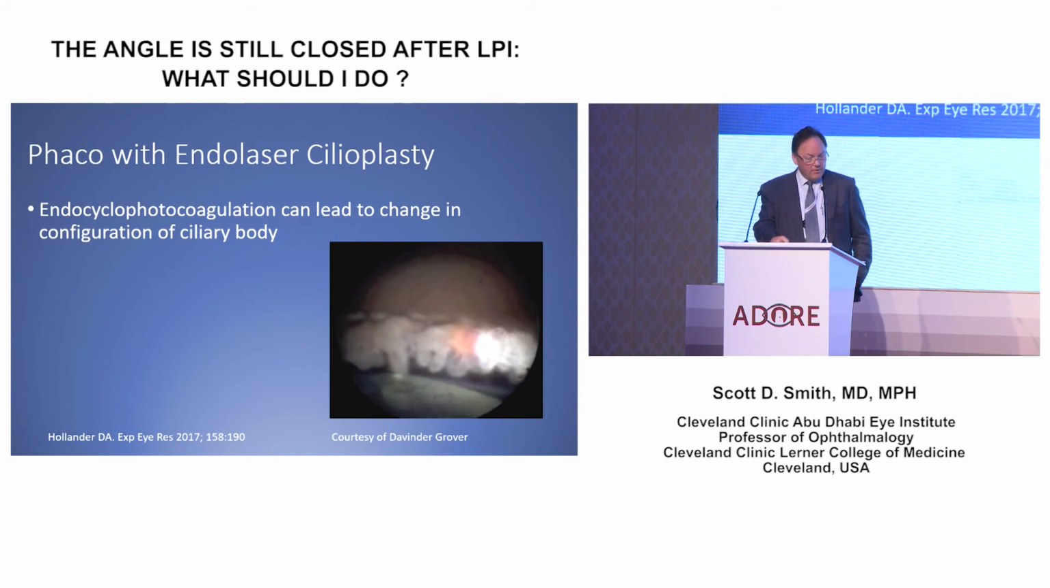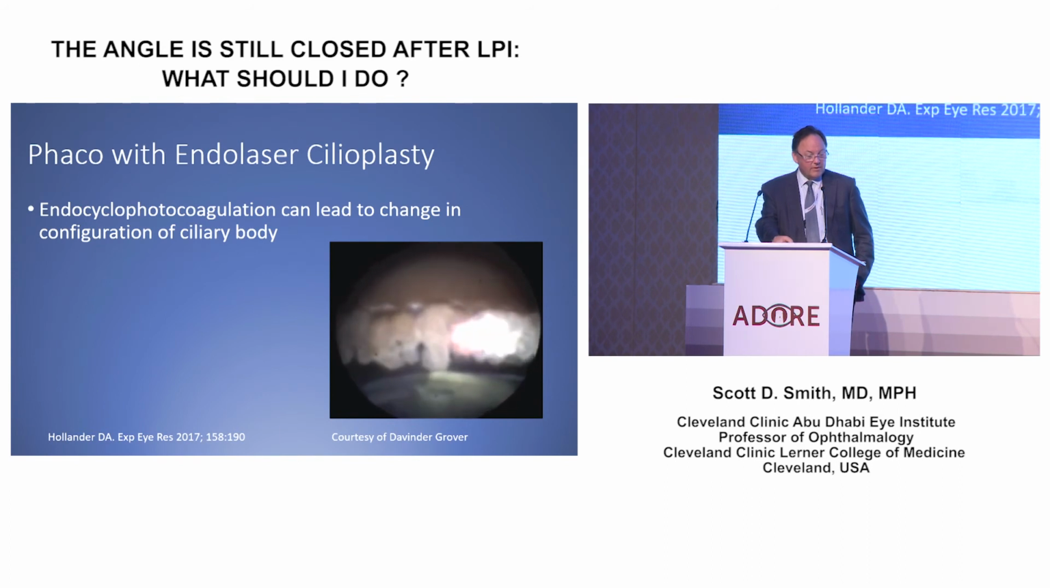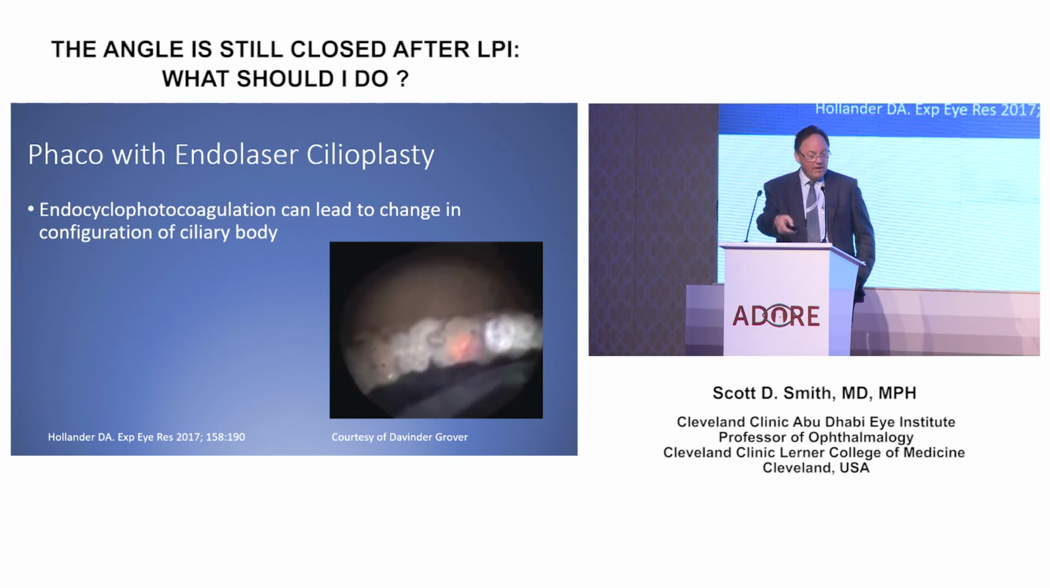Finally, endocyclophotocoagulation can lead to a change in peripheral configuration of the ciliary body. And this procedure, in conjunction with phacoemulsification, has been advocated by some in order to change the iris configuration from behind, again in conjunction with phacoemulsification. You can see here that the contraction burn of the ciliary body alters its form, and the angle can increase in its width anteriorly after endocyclophotocoagulation.